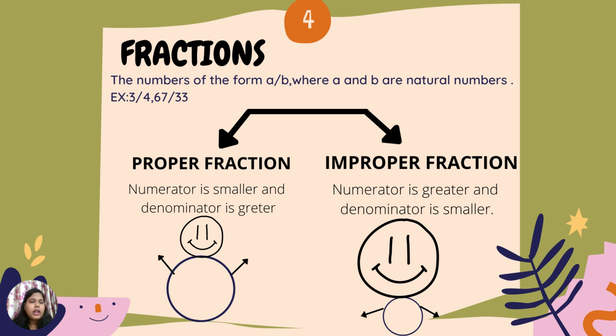Improper: head will be smaller and body will be greater, as in normal human beings, which is a perfectly proper thing. In improper, numerator is greater and denominator is smaller. Numerator, that means head, is greater and body is smaller. It is looking very improper. So by looking at the figure, you can easily remember the concept of proper and improper fraction.